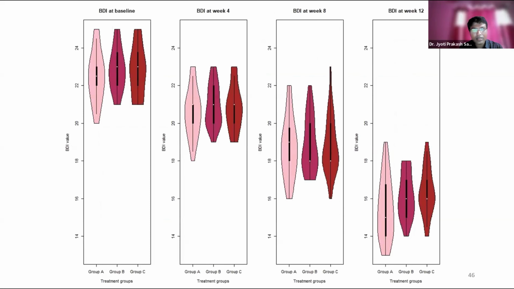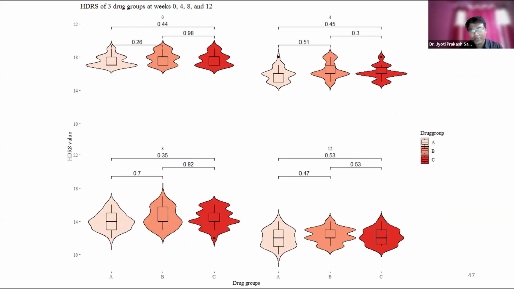Same study. This is the violin plot, with the facets as per the baseline, week 4, 8 and 12. Same study, different way of presentation. This is the violin. Same violin, different theme, violin and box violin plot.